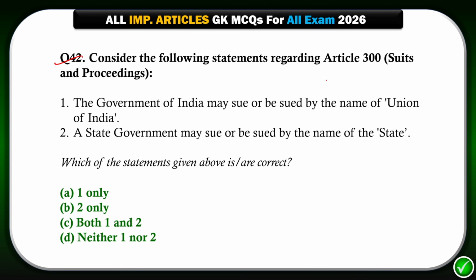42. Consider the following statements regarding Article 300, Suits and Proceedings. The Government of India may sue or be sued by the name of the Union of India. A state government may sue or be sued by the name of the state. Which of the statements given above is correct? Option number C, both 1 and 2 are correct.